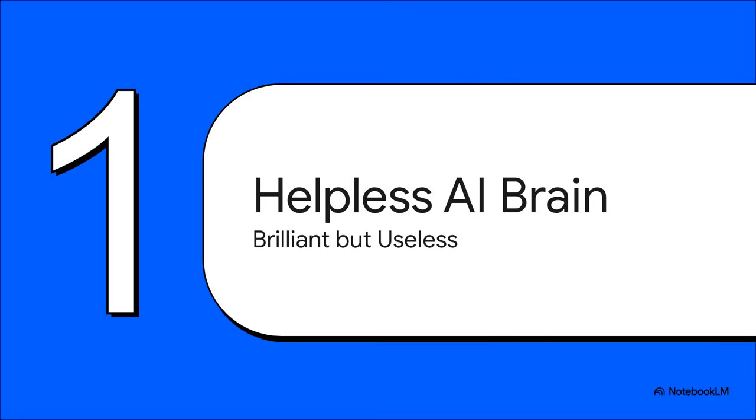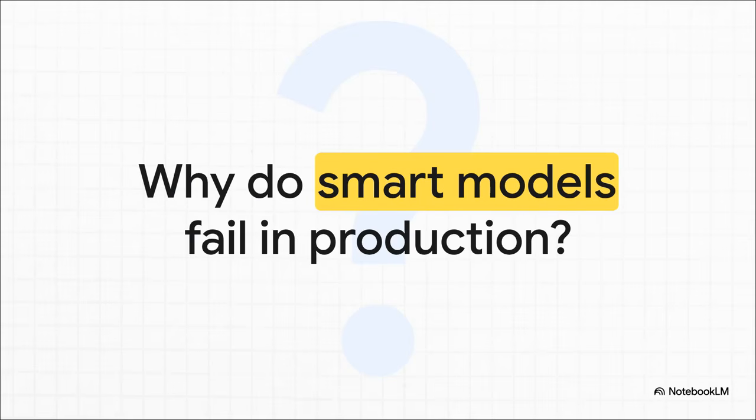Section 1. The helpless AI brain. We're going to look at why these models are brilliant, but honestly, kind of useless in the real world. Let's start with a really painful truth. Raw AI models, your GPT-4s, your Claudes, they are incredibly smart, right? Absolute phenomenal reasoning engines. But they are fundamentally stateless, they're non-deterministic, in isolation, they're functionally helpless.